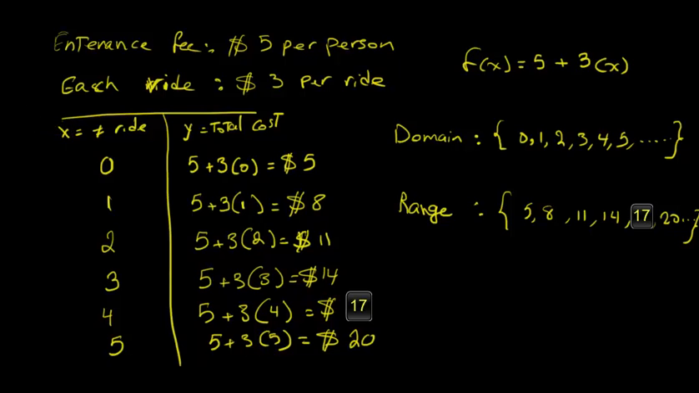Let's do another example. Let's say we have f of x equals x squared plus 1. What does that mean? This means that the function f will square its argument and then add 1.